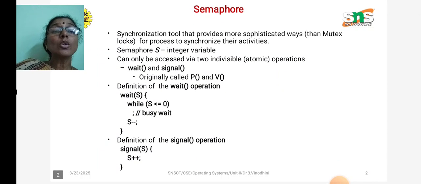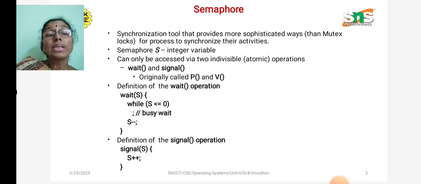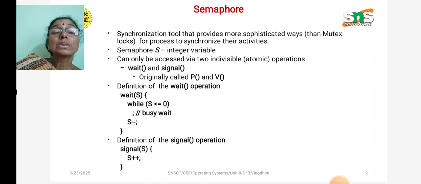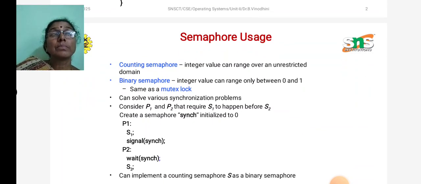What is the signal operation? When the process is completing its execution, that process's S value should be equal to 1. The process is initially initialized to 0. After incrementing, S is equal to 1, and that process enters into the critical section. So this is the semaphore usage for process synchronization.